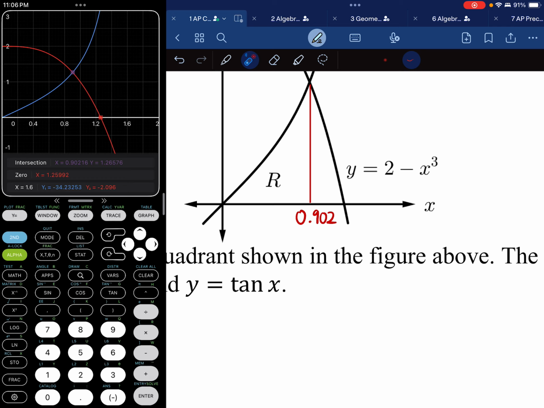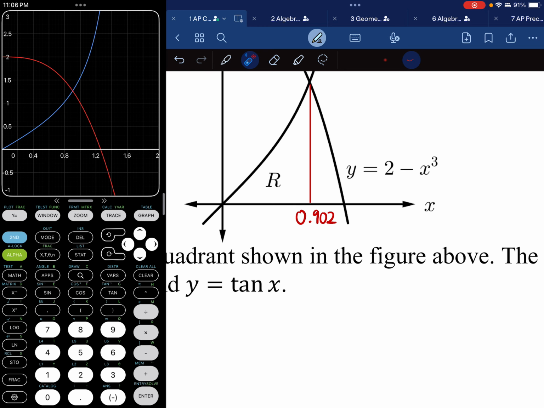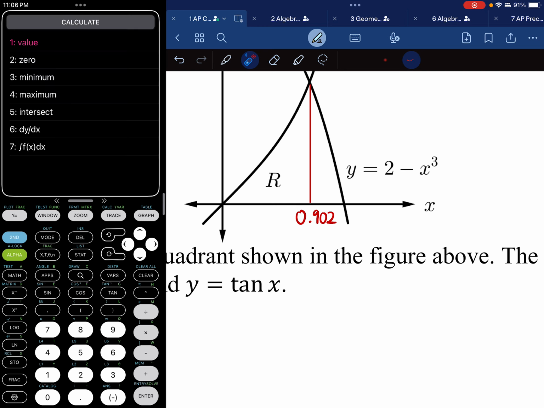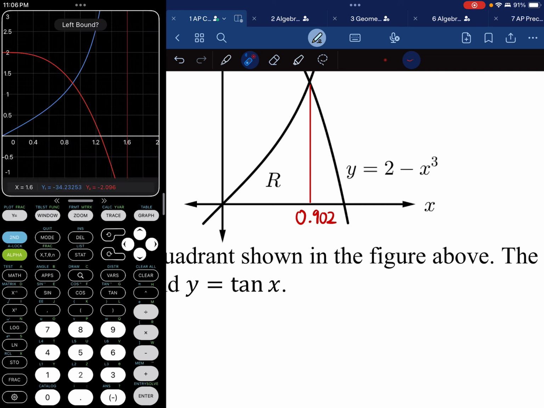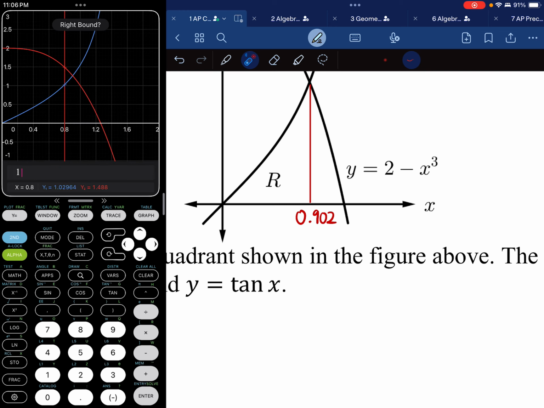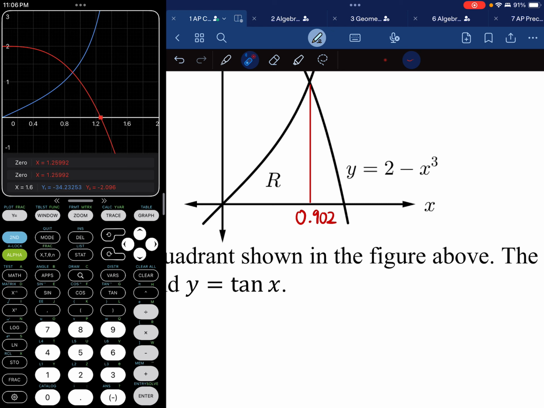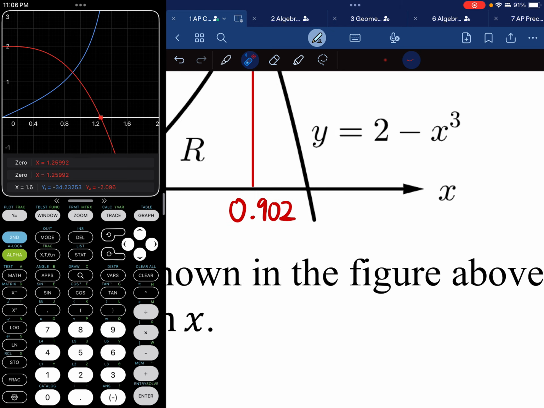If you don't know how to do that, let's pretend I didn't know that. I would hit second trace, and then I would type in 0, so I'd do 2. And my left bound would be 0.8. And my right bound, again, sure, 1.6. It doesn't matter. And it says, okay, yeah, the 0 is clearly here, and I'm going to write this down. I want to do this in pen though. Maybe I'll do it underneath. This x-intercept right here, that 0 is 1.2599, but that rounds up to 1.260.